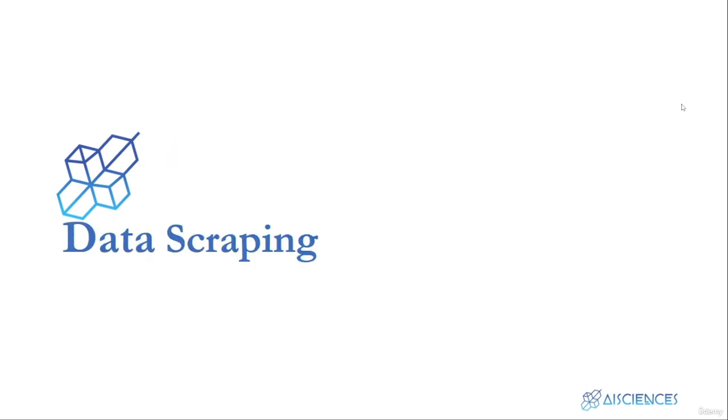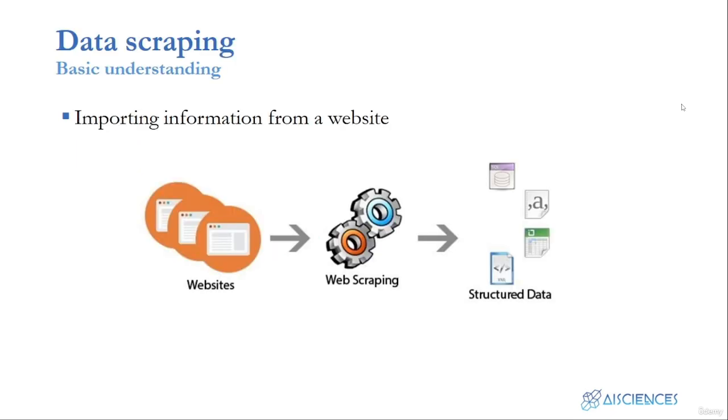So let's start the introduction of data scraping. Data scraping is importing information from a website. So in a nutshell, you have some information available on a website. You use data scrapers, you write different types of programs for extracting that information from the internet, from the websites, and then exporting that information to SQL files, CSV files, and structured data.